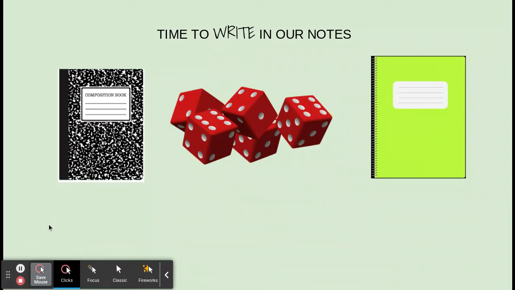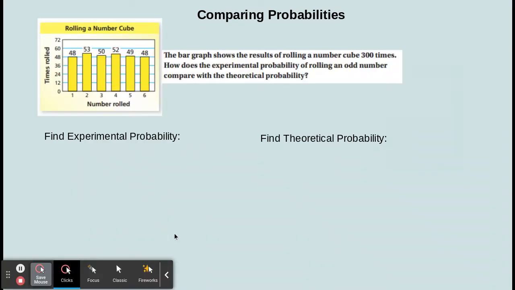All right, now you get to write in your notes about theoretical probability. We can use both theoretical probability and experimental probability and compare them. So let's take a look at this experiment where we rolled a die, or a cube, 300 times and recorded how many times we got a 1, 2, 3, 4, 5, or 6. This is our frequency of getting those numbers. We want to see how our experimental probability relates to our theoretical probability.